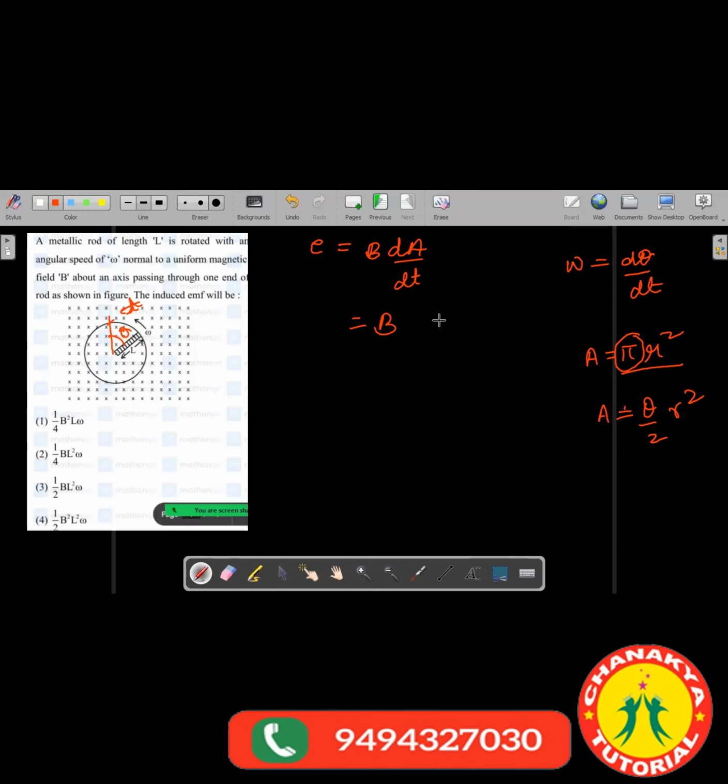Now I can write this area as d by dt of theta by 2, and instead of r I will write L, so it is L squared. Now I'll get it as BL squared by 2 times d theta by dt. So what is the value of d theta by dt? Omega. d theta by dt is equal to omega. So I get here BL squared omega by 2. So this is our option number 3, 1 by 2 BL squared omega.